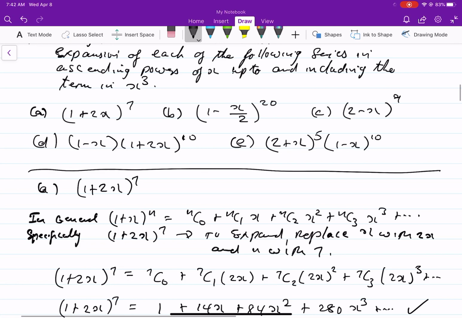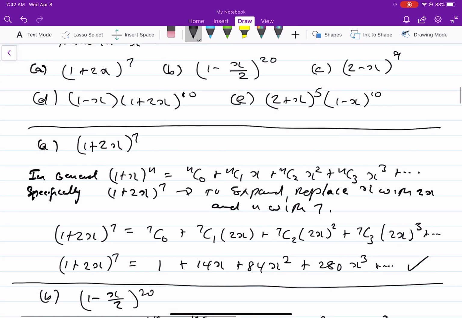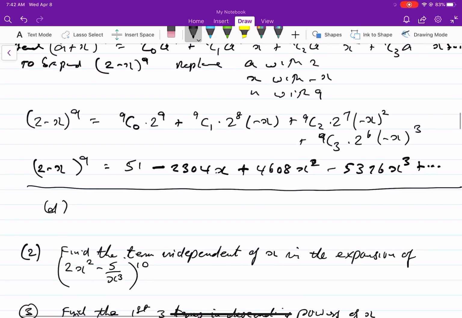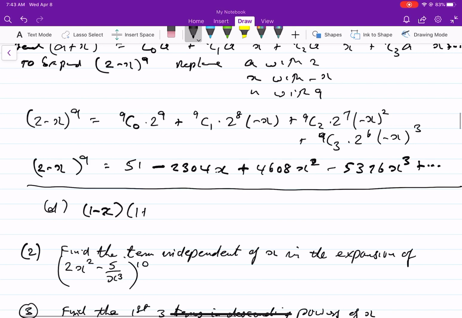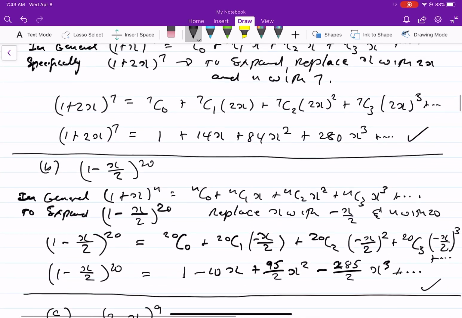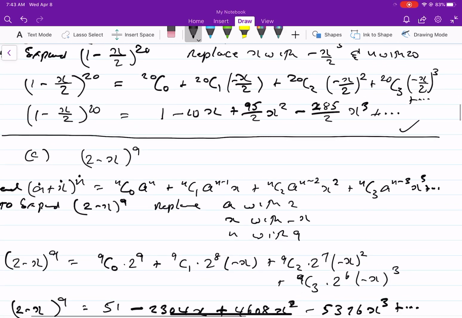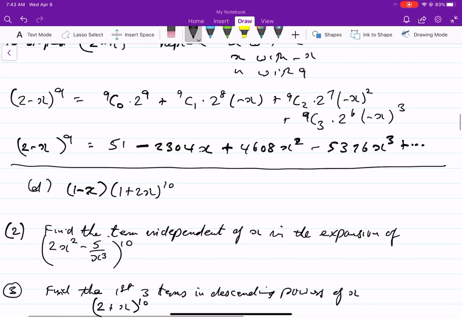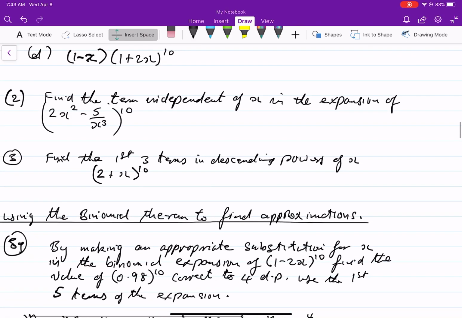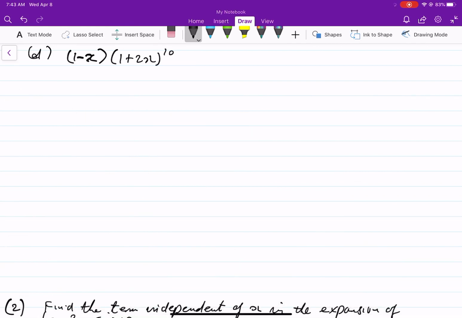Part D was the product of two different brackets. But I want the entire thing up to and including the term in x cubed. (1 minus x) times (1 plus 2x) to the power 10. Now, if you look at that expression, there are two sets of brackets, but only one bracket you need to use the binomial theorem to expand, the (1 plus 2x) to the power 10. Whatever result you get from that expansion, you'll multiply that by the (1 minus x), and then expand that to get the overall expansion that they want up to x cubed.